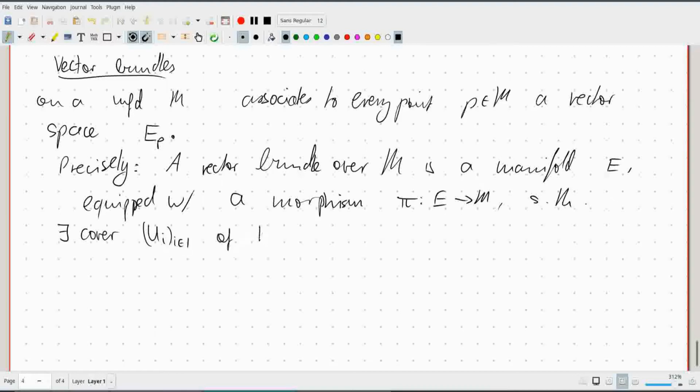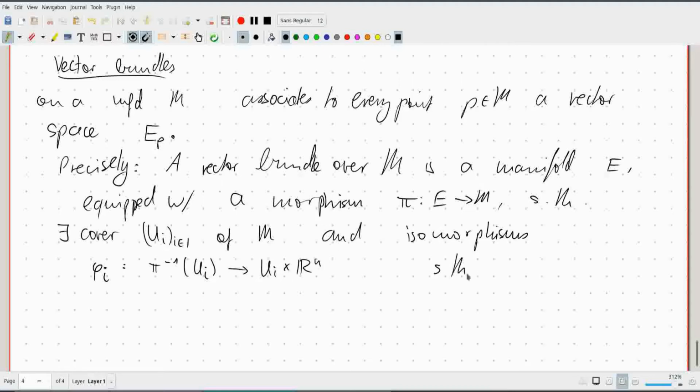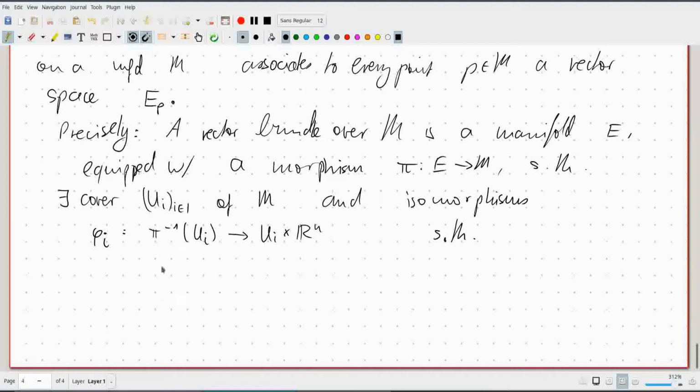U_i of our manifold M and isomorphisms phi_i going from, and now we want a subset of E, namely the image of U_i under what's called the bundle projection map, to U_i times R^n, such that these isomorphisms are compatible in a way.